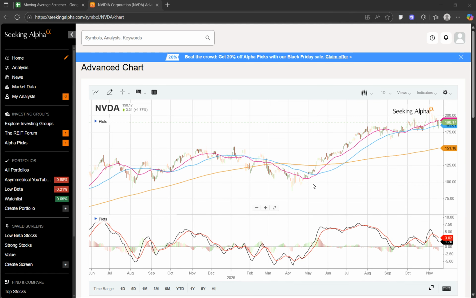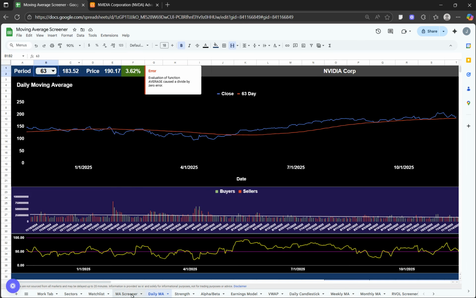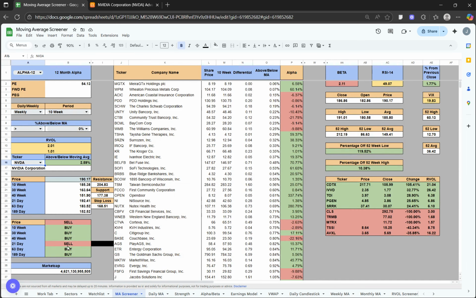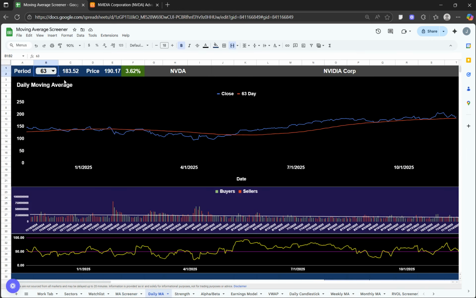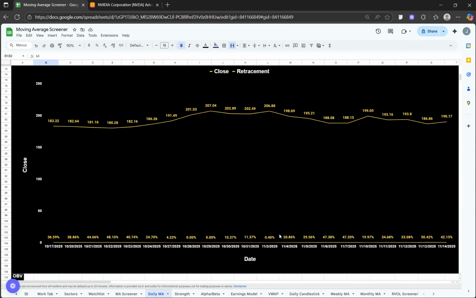Okay, our next one is going to be NVIDIA. We're in an uptrend, 20, 50, 200 day. Our MACD is closed. If we go to NVIDIA, we have our 21 day is off with the price, but everything else is in the right order. We go down to Fibonacci Retracement. We're at the 42% level on Thursday, 11/13. We were at the 50% level.